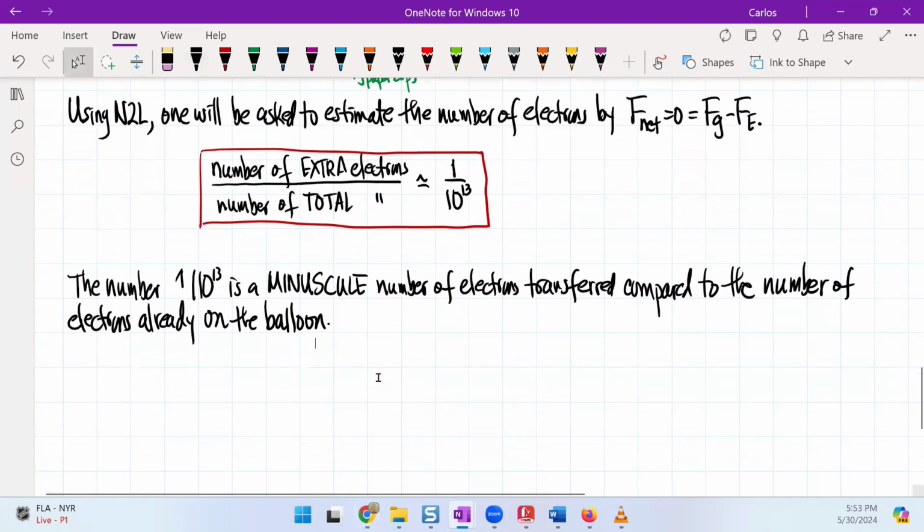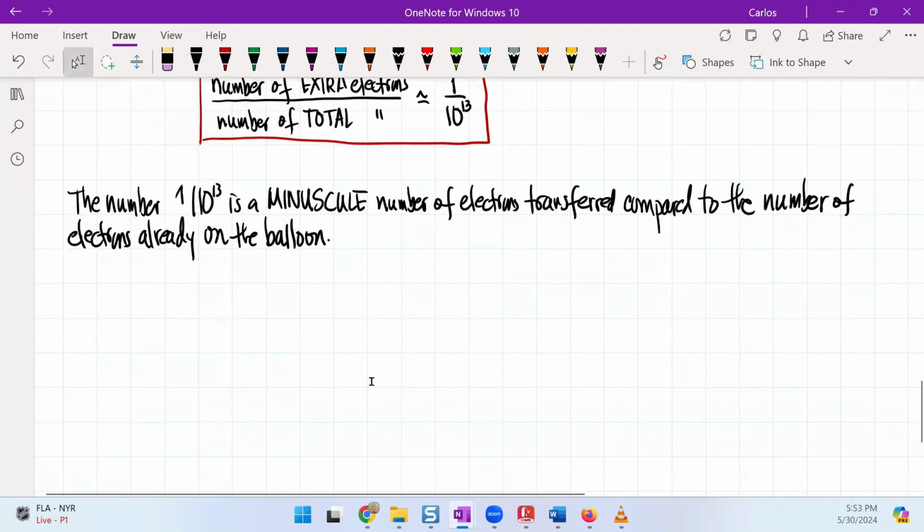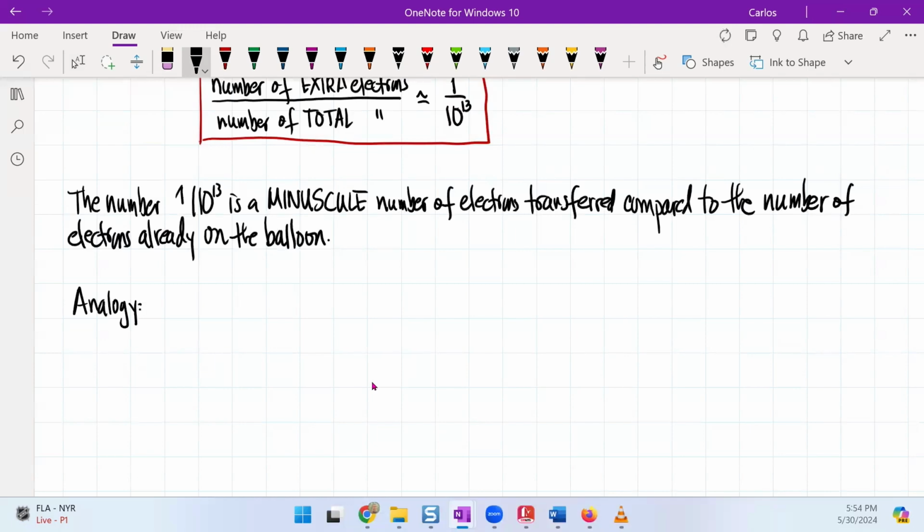So to get a sense of this, we have to do some analogy. So let's think about an analogy here. The whole analogy is to get a feel for 1 over 10 to the 13, because that's an important number. All ordinary objects essentially are neutral to 1 part in 10 to the 13 electrons.